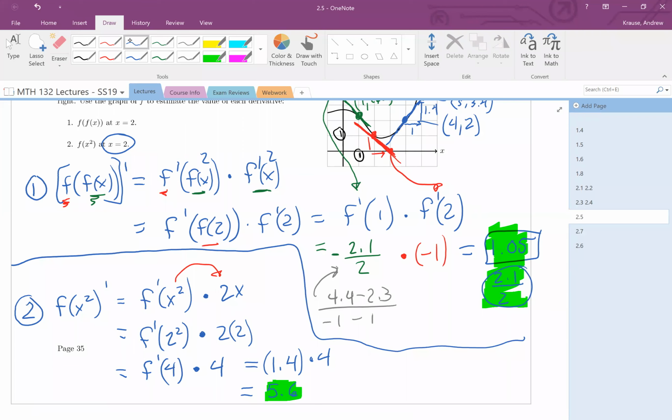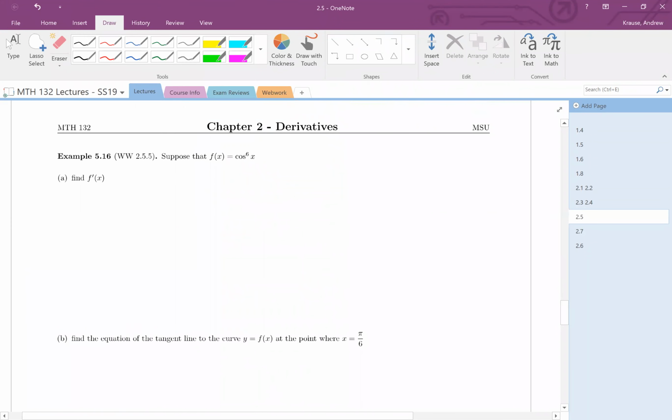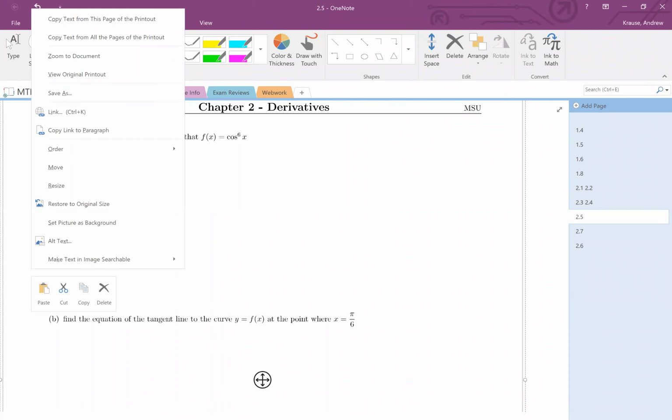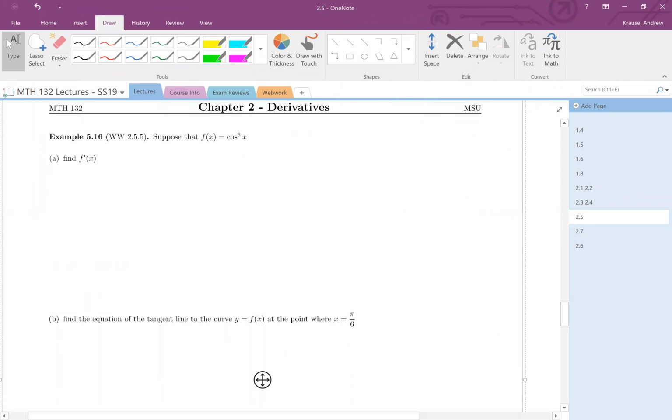Alrighty, so now we've looked at a table, we've looked at a graph, and we've looked at some formulas. So now we're going to look at some more complicated problems algebraically. Alrighty, so in this problem we're trying to find the derivative of cosine to the 6th of x. The first thing that we need to address is, what does cosine to the 6th mean?